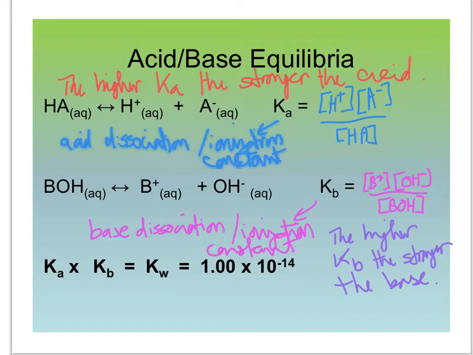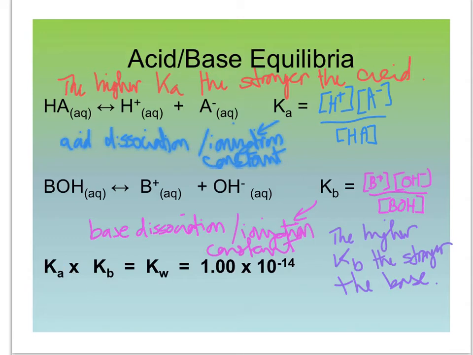So looking back at this equation, if I take an acid, find its Ka, times its conjugate base, find its Kb, and multiply them together, you get Kw. So Kw is a constant. It's always 1 times 10 to the negative 14 at room temperature. So that means that the stronger the acid, the weaker its conjugate base.